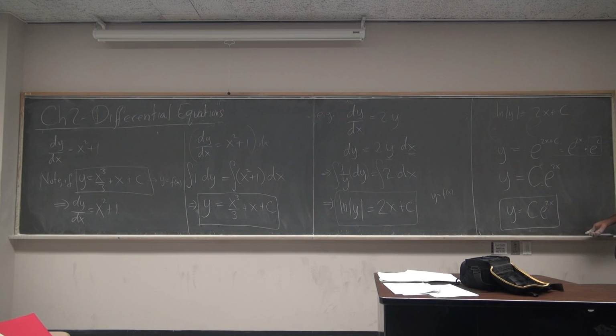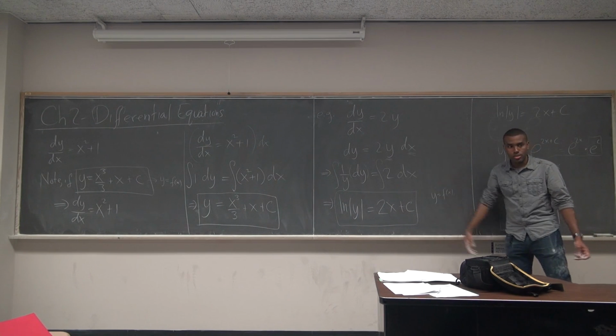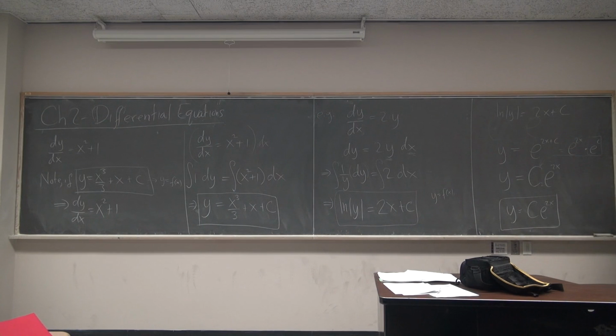This would be my solution. And you can check this. If you differentiate this, what do you get? It's 2 times that function. Here my dy would be 2 times y, because the derivative of e to the 2x is just 2 times that thing. So this is actually a function. If this is true, that has to be true, and vice versa.